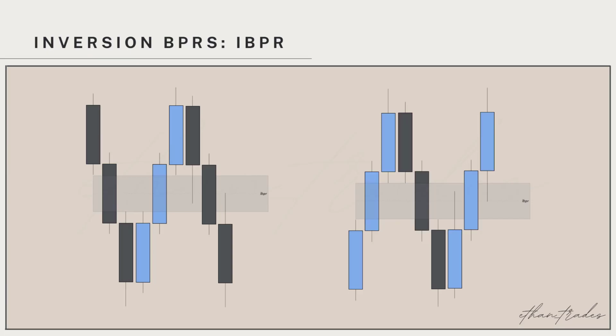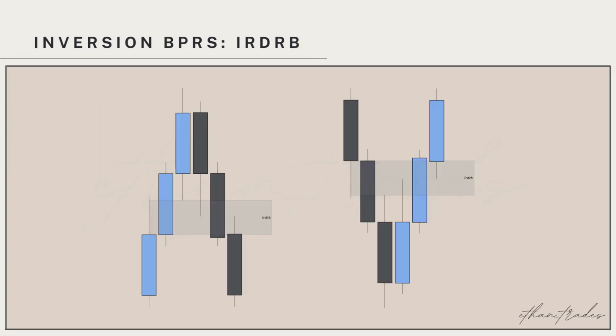it. Once again, just as any inversion PD array, an inversion balanced price range is created when a candle closes beyond it, invalidating it. For example, on the left, if you have a bullish balanced price range, once price closes below it, then it becomes a bearish inversion balanced price range. Vice versa, on the right, if you have a bearish balanced price range, once price closes above it, then it will become a bullish inversion balanced price range.